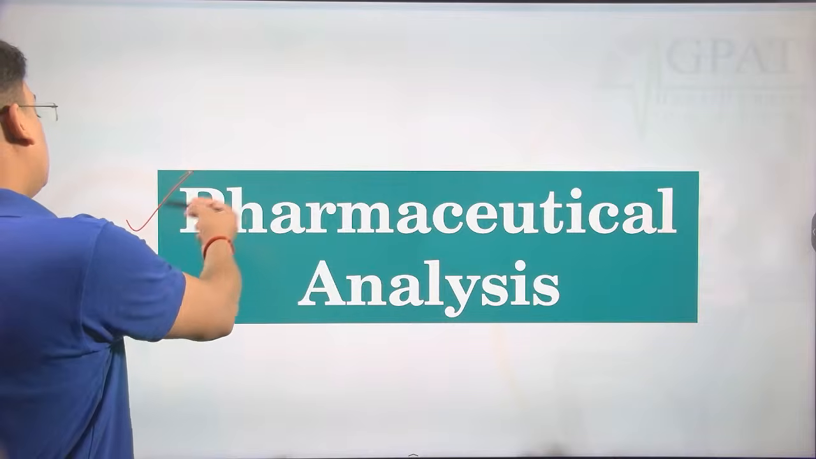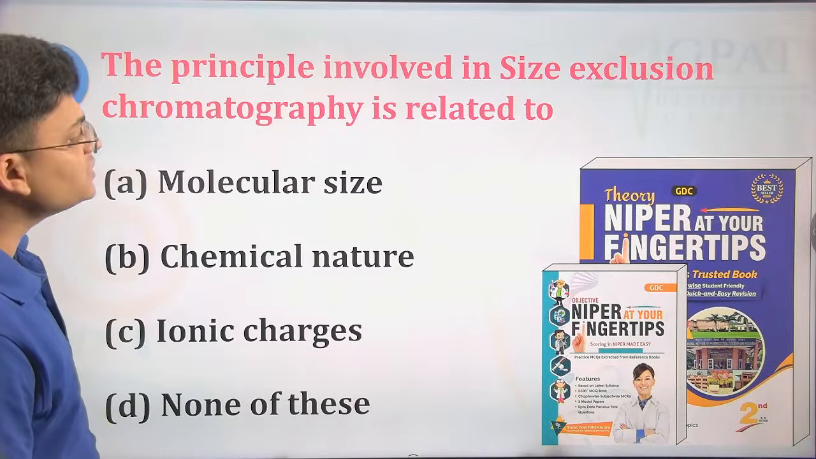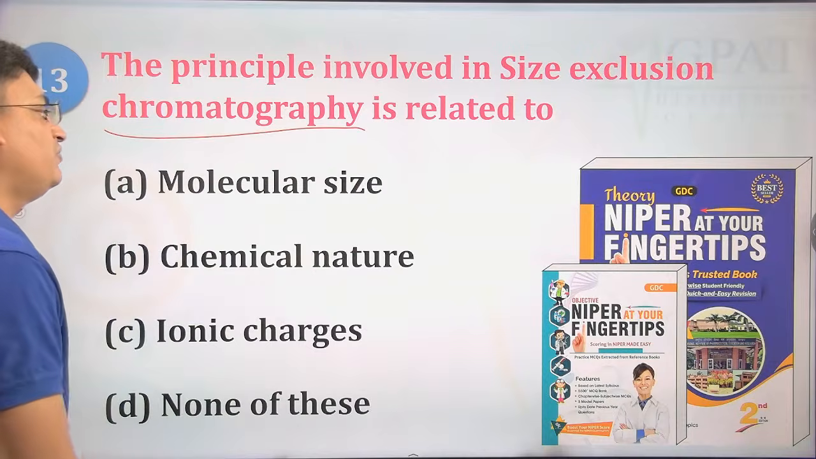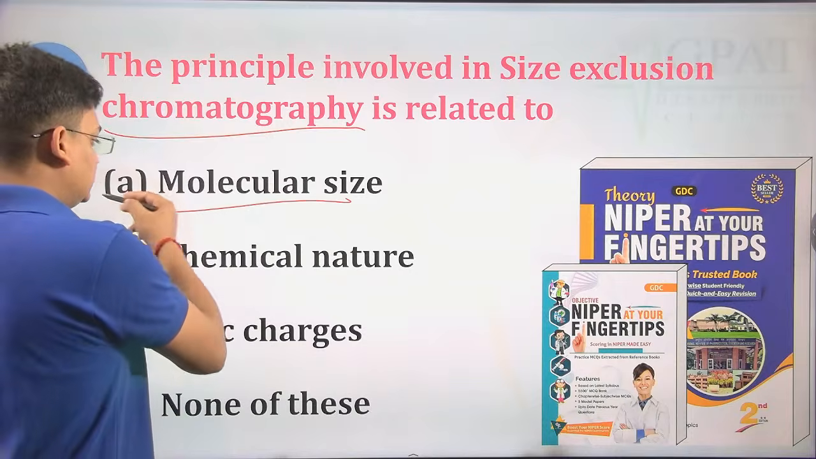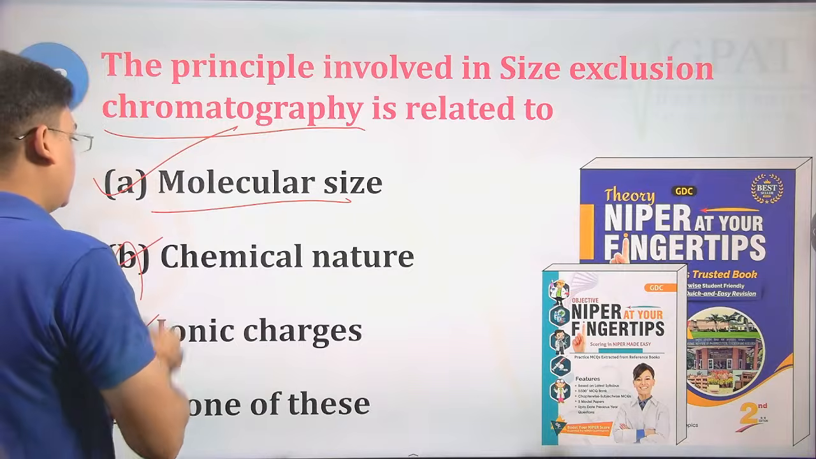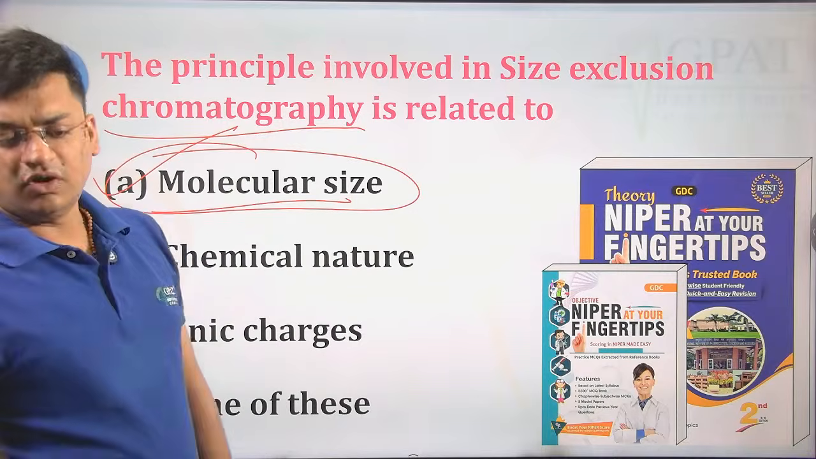All right, so let's have the pharmaceutical analysis portion. What is the principle involved in size exclusion chromatography? Size exclusion chromatography is related to molecular size. Yes, that is correct. Chemical nature, no. Ionic charge, no. None of these. Okay, so for size exclusion chromatography, what are we having as the related principle?